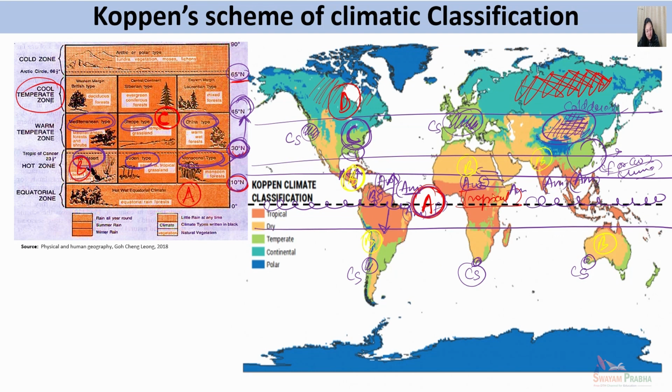So you will have cool temperate zones in these particular areas, and you will have rainfall throughout the year. Specifically in the central regions, you will have Siberia type of climate, which is represented by DFD and DW type of climate. And then along the eastern and western margins, you will have British type of climate along the western margins and Laurentian type of climate along the eastern margins in D category in the northern hemisphere.